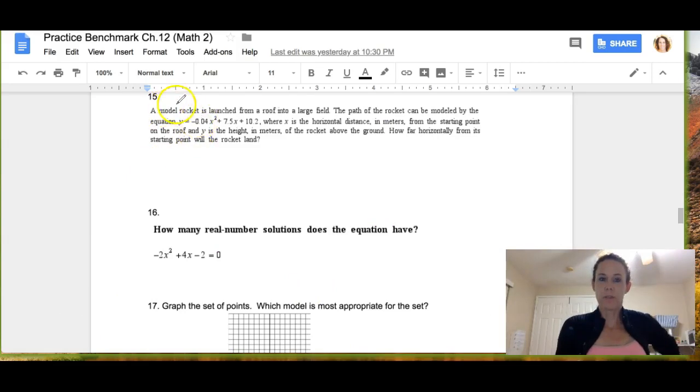Okay, let's look at 15. A model rocket is launched from a roof into a large field. Cool. The path of the rocket can be modeled by this equation, where x is the horizontal distance in meters.